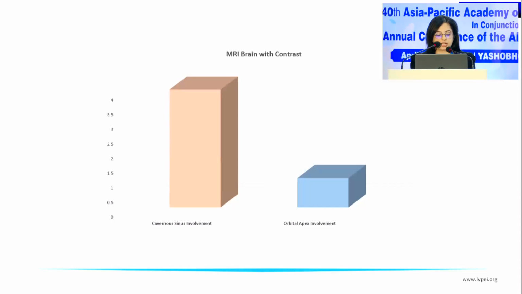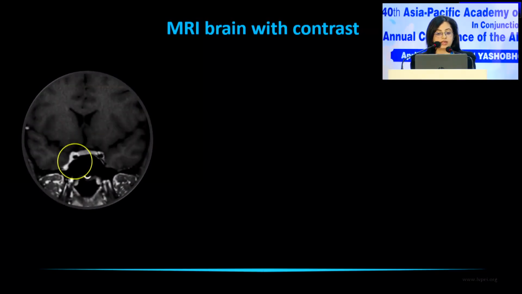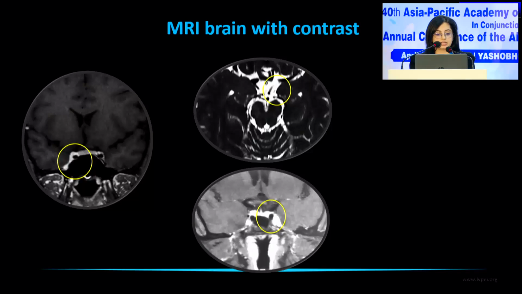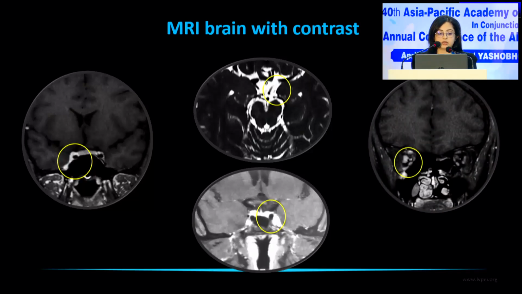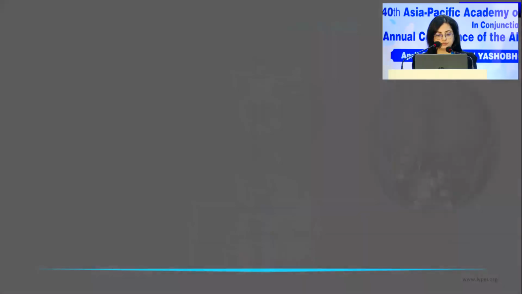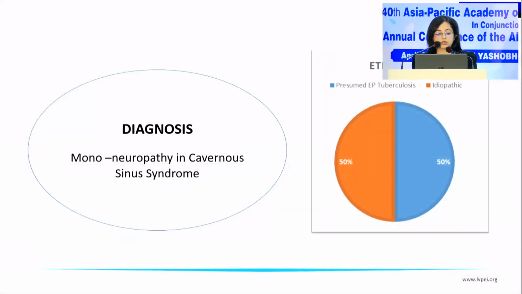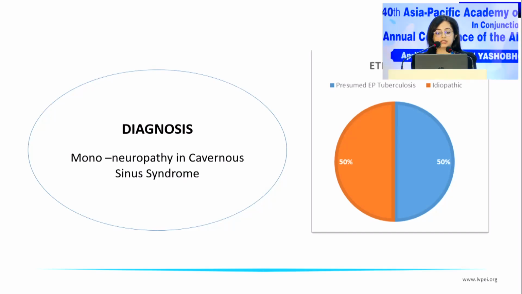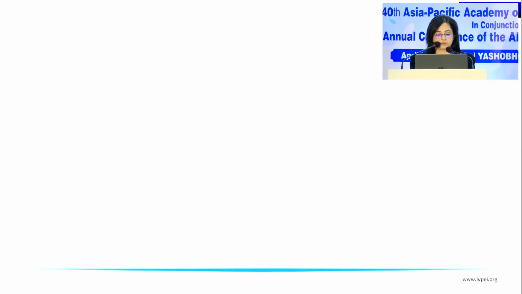All of these patients had cavernous sinus involvement, and one of the patients even had the involvement of the orbital apex. On MRI brain with contrast, we could see that there was a bulky enhancement of the cavernous sinus, with the orbital apex involvement in one of our patients. So further, diagnosis of mononeuropathy in cavernous sinus syndrome was made with an etiology of presumed extrapulmonary tuberculosis in 50% and that of idiopathic in the rest.